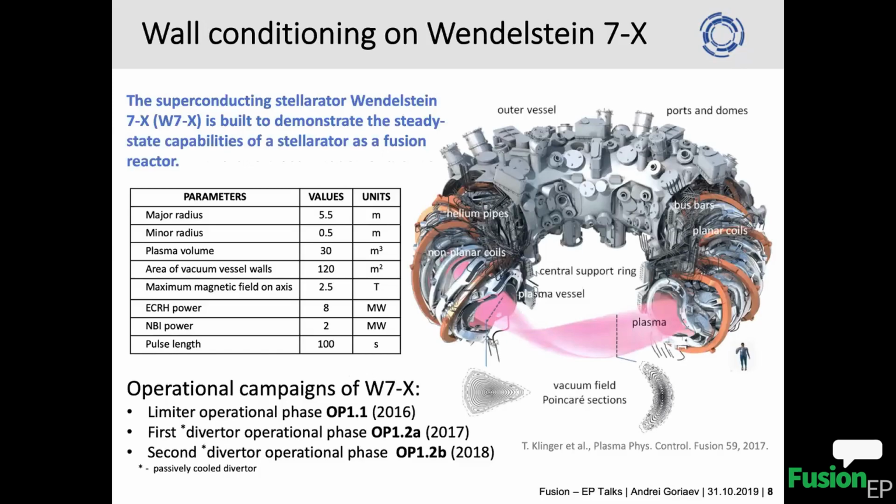Before I start talking about application of wall conditioning and advantages and disadvantages of different types of wall conditioning technique, I would like to introduce or remind you about the fusion device which I'm going to use as an example of wall conditioning application. It's the superconducting stellarator W7-X. You can see the sketch of W7-X in the slide. There are a lot of components, just to give an idea how complex and how big the device is.